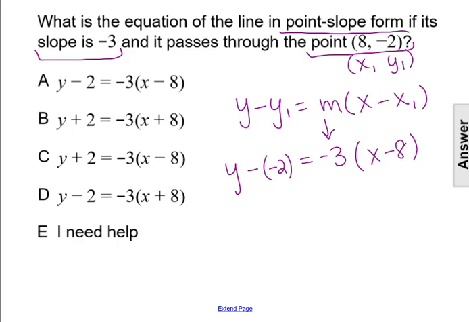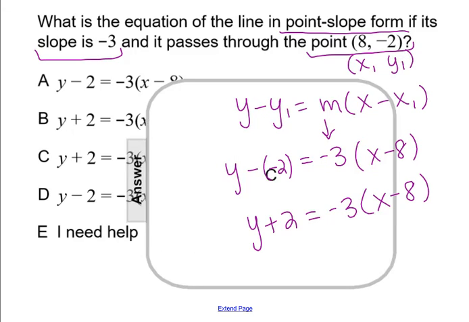So the equation of that line in point slope form is y minus negative 2 equals negative 3 times the quantity of x minus 8, which if we clean up y minus negative 2, we can write that as y plus 2 to then be equal to negative 3 times x minus 8, making our answer choice C.